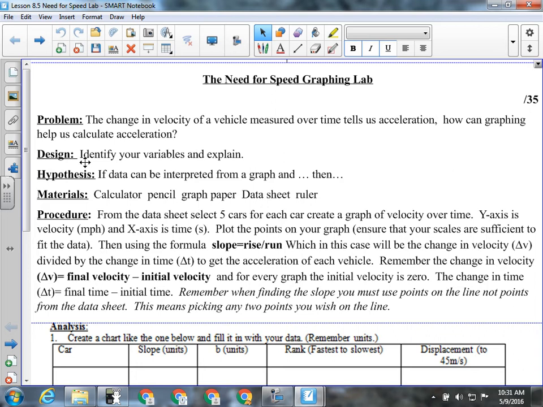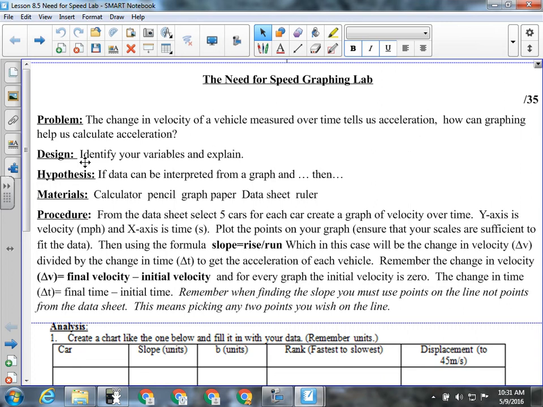Our responding variable then is the one that goes on the y-axis. So for this lab, that's going to be the velocity. That's what we're graphing. I'm giving you that because we didn't actually perform this experiment. But what was done was they actually timed how long it would take cars to reach certain velocities. So time was the manipulated variable, velocity was the responding variable.